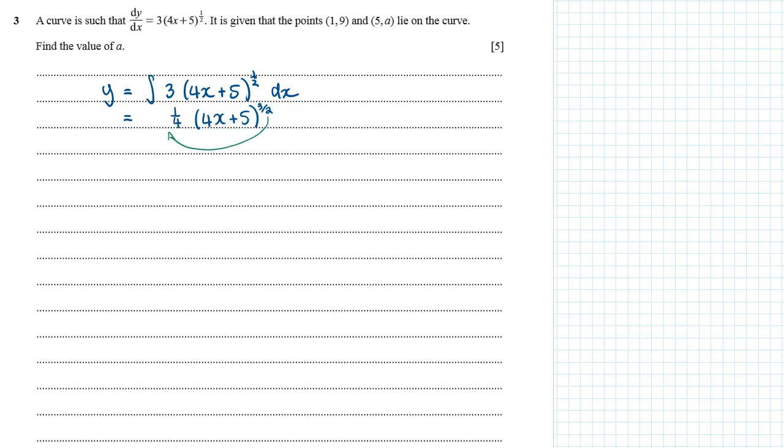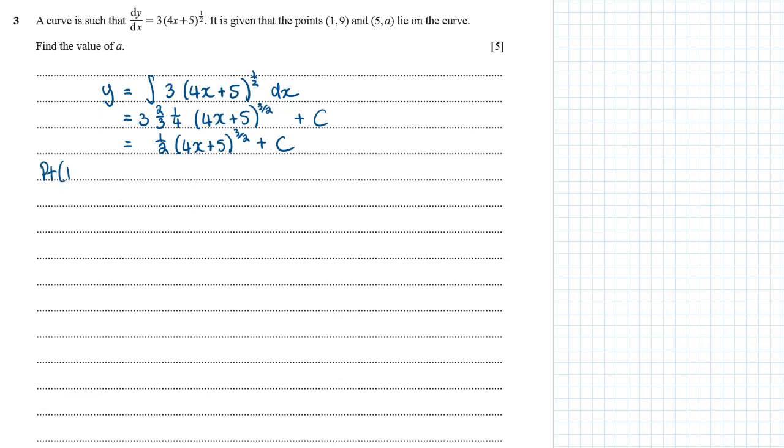And the power 3 on 2 would also come down and be put out the front, so we need to remove that by multiplying by 2 on 3, which of course is just the inverse. And the 3 which was out the front just stays out the front. And don't forget to add your plus c. All right, simplifying, we'll have a half of, in brackets, 4x plus 5 to the power of 3 on 2 plus c. Now they told us 2 points that lie on the curve.